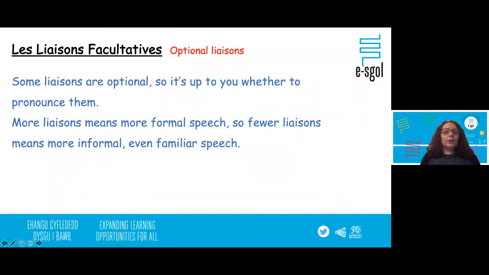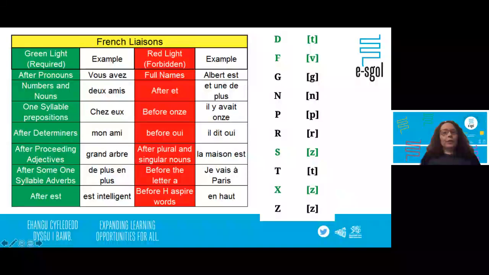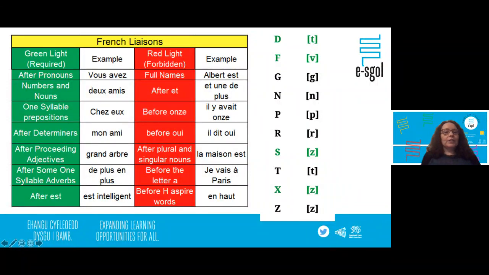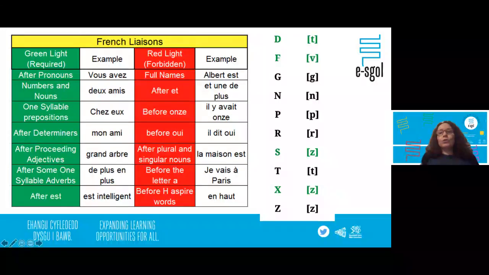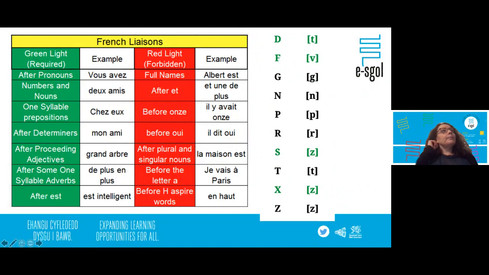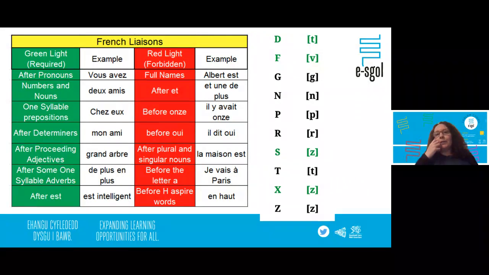There are also liaisons facultatives, optional liaisons, where it's up to you if you pronounce them. And if you do use the liaison, it just makes it a little more formal. Here then also there's a grid that I found online that just gives you examples of when you do it and when you don't do it, the liaison. And also here we have a list of the letters that sometimes will change their sounds. So for example, D could become a T. So if we say grand, for example, followed by a vowel, then it would become a T sound.